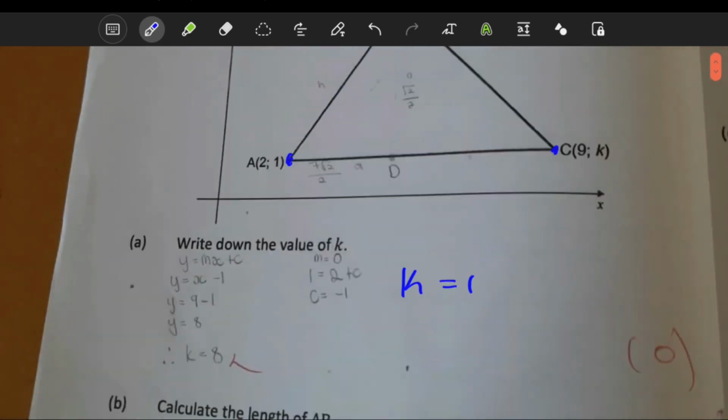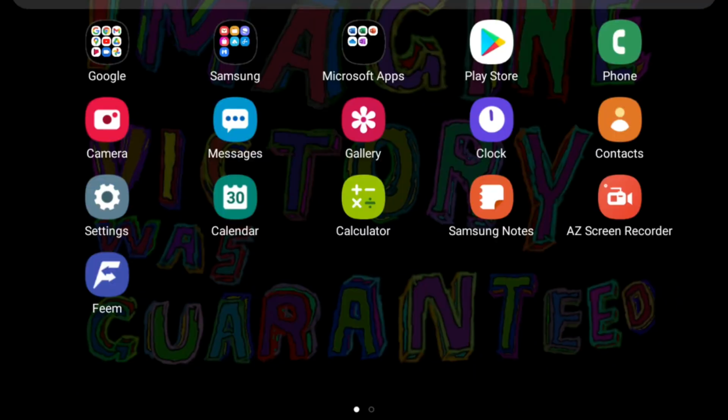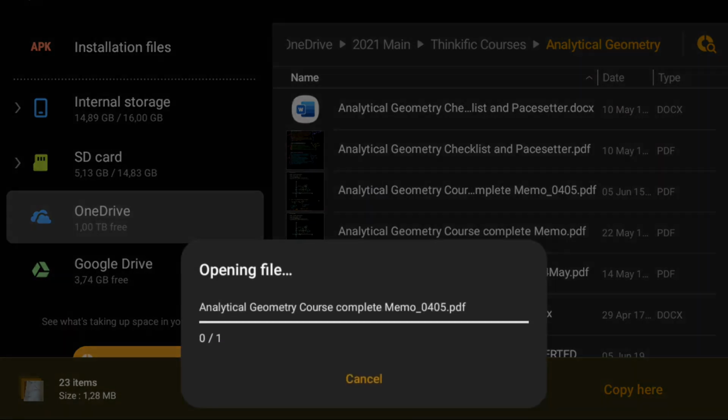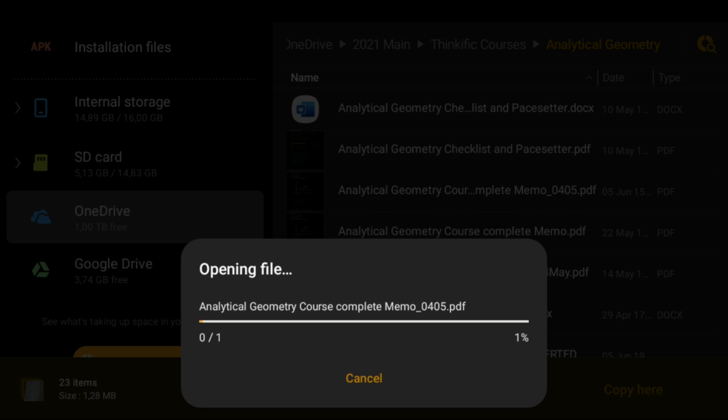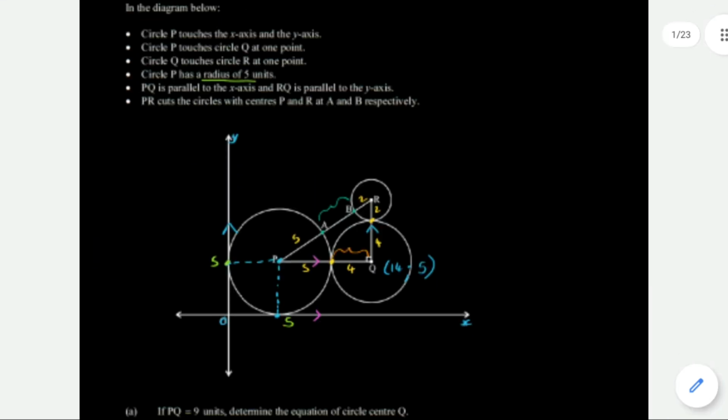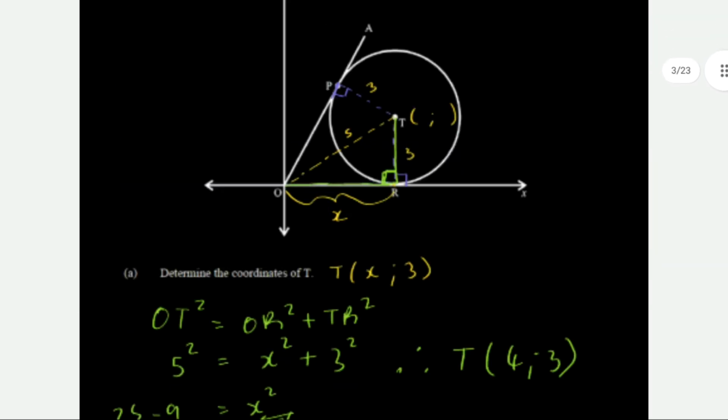And the longer I look at this question, it most definitely is part of the analytical geometry course, because if I just look here, these are the files for the analytical geometry course, and this is the memo. So let me just open it up, because it's stuck in my head that this question looks a bit familiar. Let me open it with a PDF file opener here. Yeah, that question definitely does look familiar.